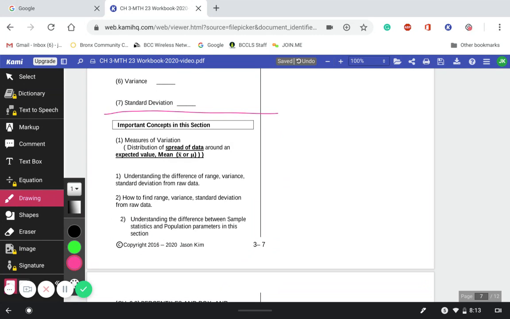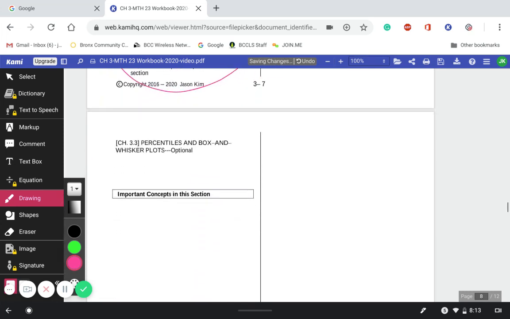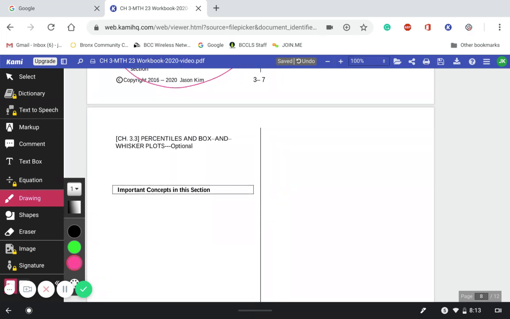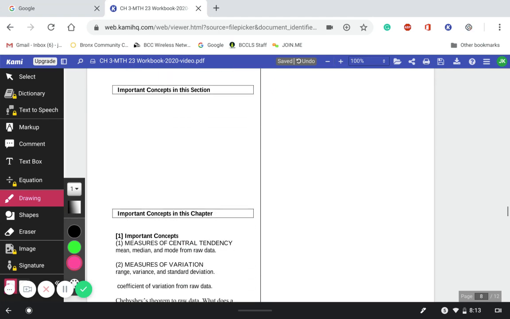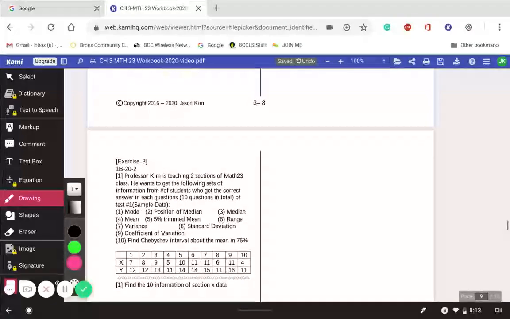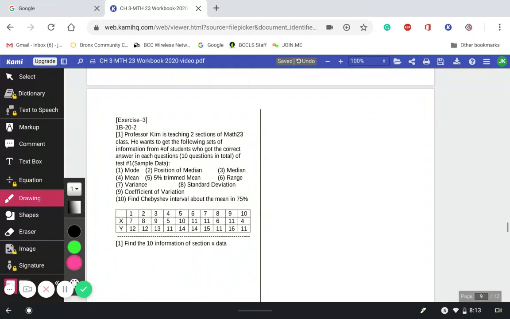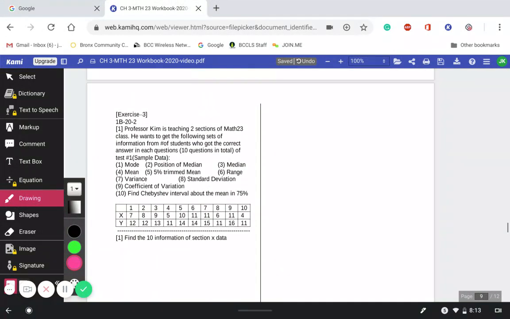And I emphasize one more time the important concept in this section. Okay. Now, I'm going to skip chapter 3.3 since that was optional. And I have more exercise as a homework exercise. Previous was 1 and 2, now it's 3.